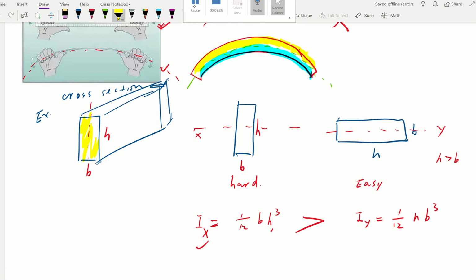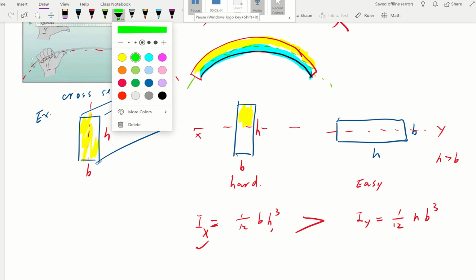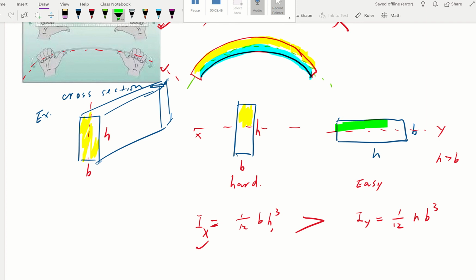Again, you can look at it this way: there is way more area distributed away from this axis, whereas here you only have a very small amount of area distributed away from the axis.